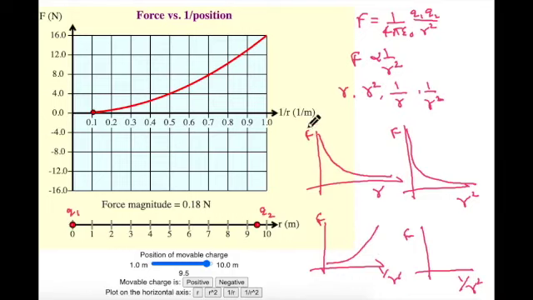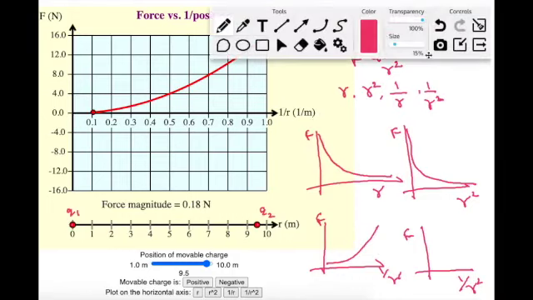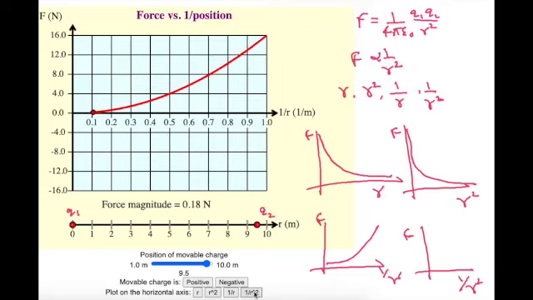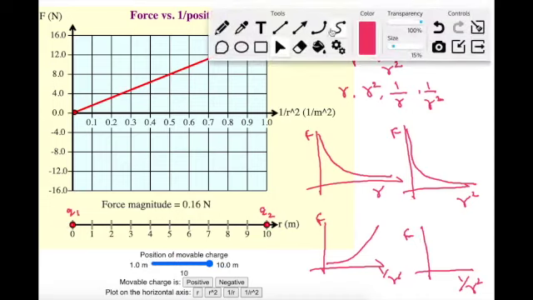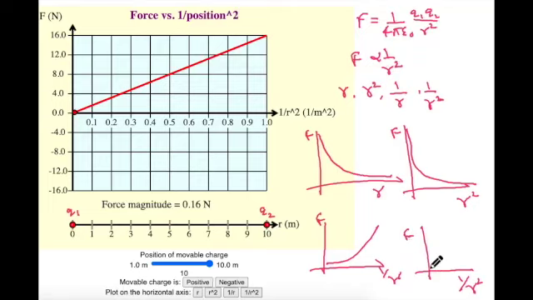Now I'll show you the final graph, which is force versus 1 by r square. So see here, this is now force versus 1 by r square. Now let me vary the distance. When I vary the distance between the two charges and plot force versus 1 by r square, it is a straight line. That is something you must remember. It is a straight line passing through the origin.